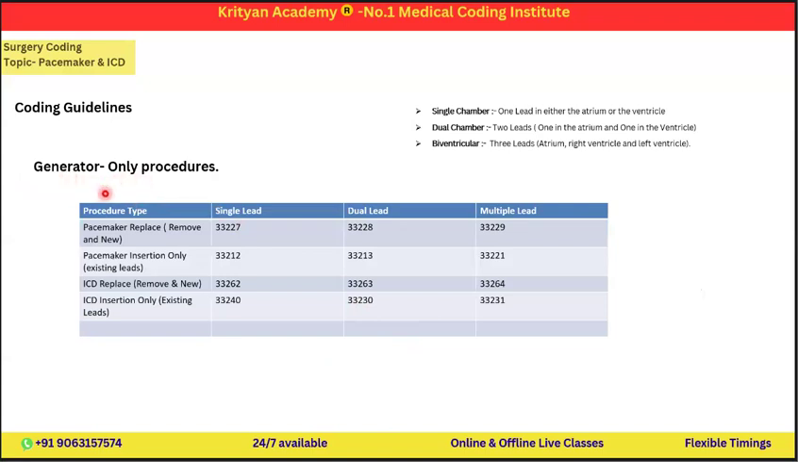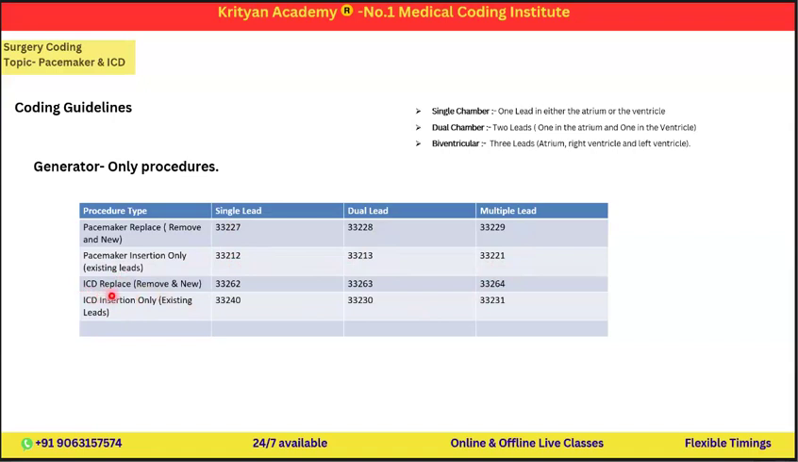And now you can see this is only the generator, only the device. For pacemaker replacement, whether it is removal and new, if it is a single lead, you can use 33227. If it is a dual lead, 33228 only. If it is multiple leads, 33229. And for pacemaker insertion only with existing leads, these two are for pacemakers only. They are only inserting the pacemaker, with existing leads. Then for single lead use this code, for dual lead use this code, and for multiple leads, 33221. And the next two are related to ICD.